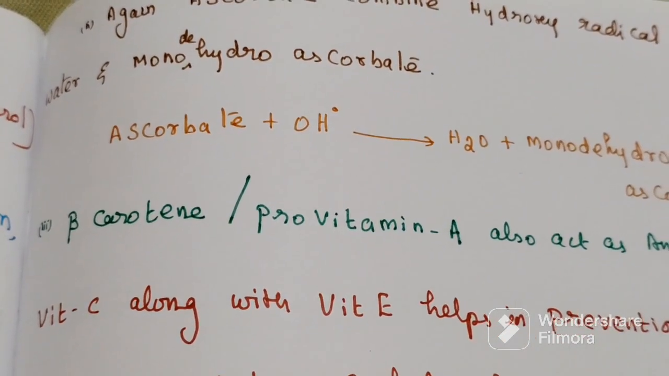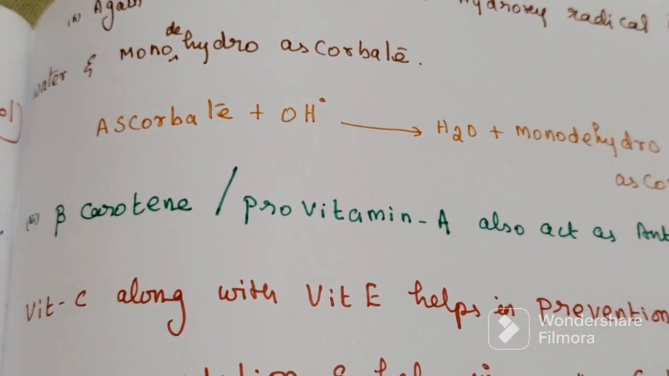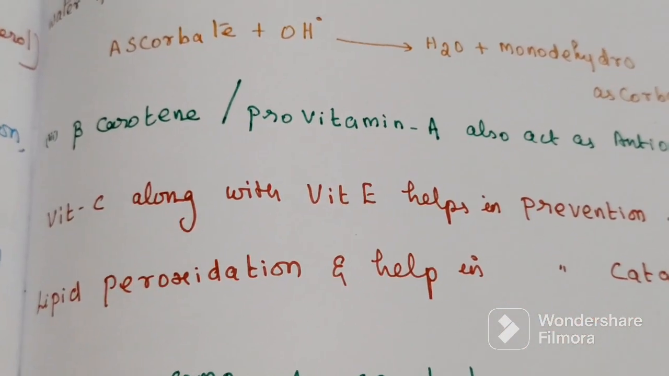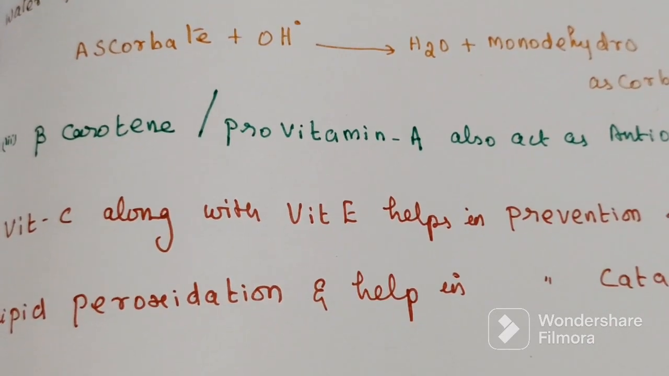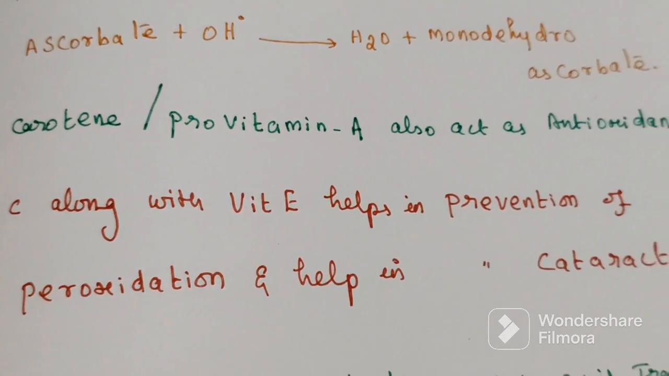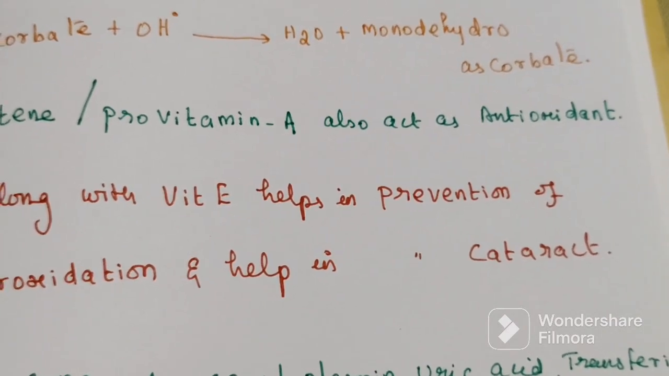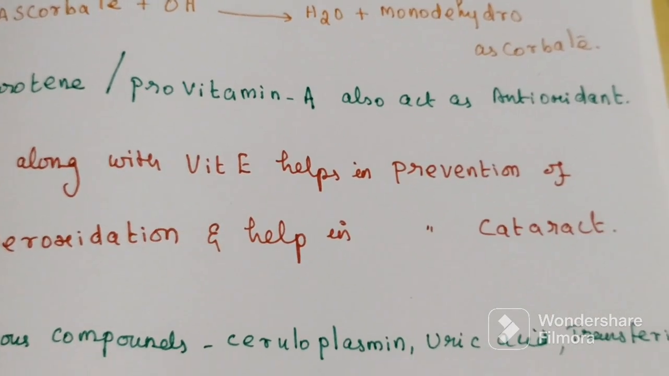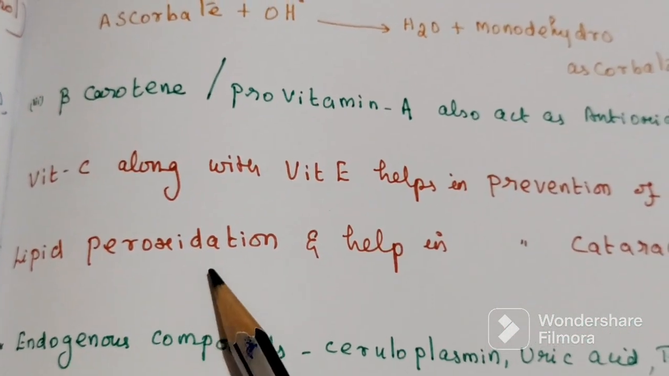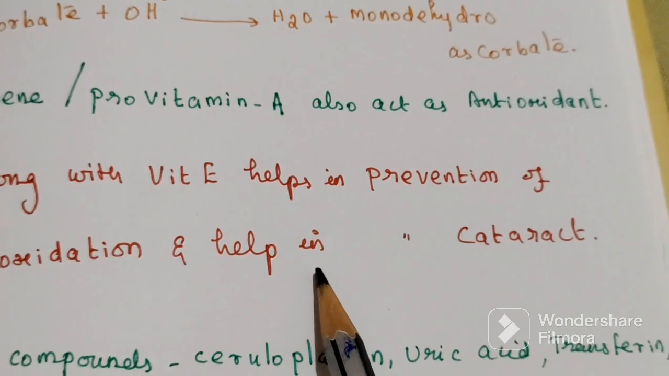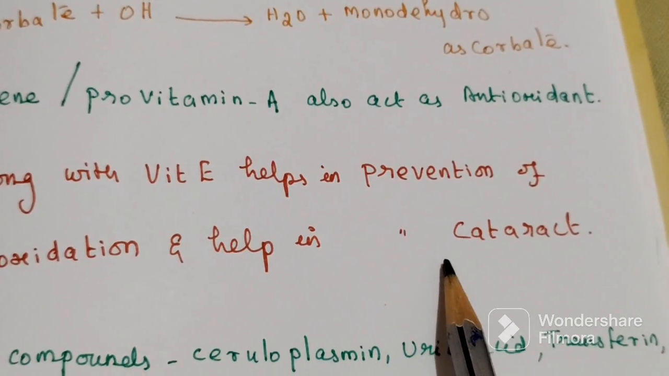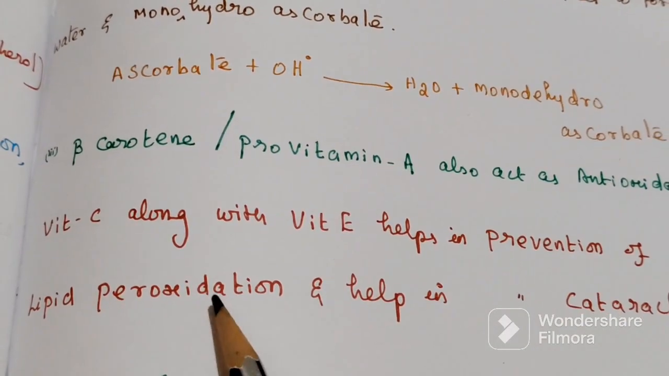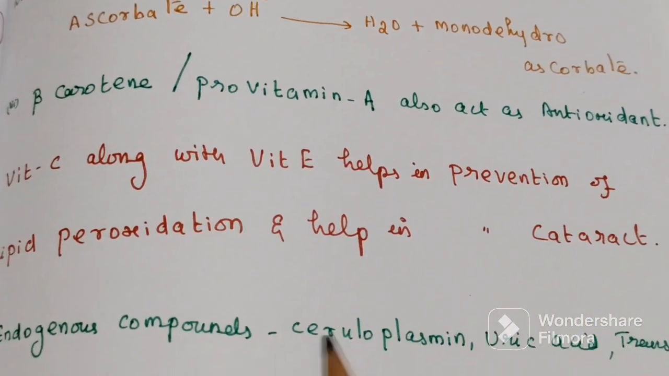So this is the role of vitamins C and E as antioxidants. Beta carotene and provitamin A also act as antioxidants. Vitamin C along with vitamin E helps in prevention of lipid peroxidation and also helps in prevention of cataract.